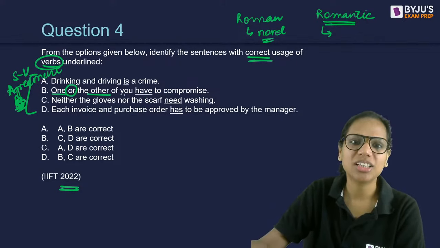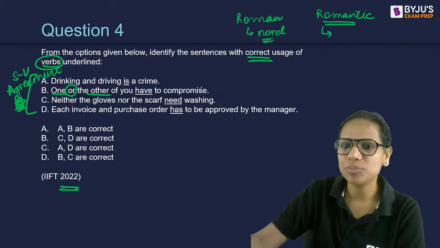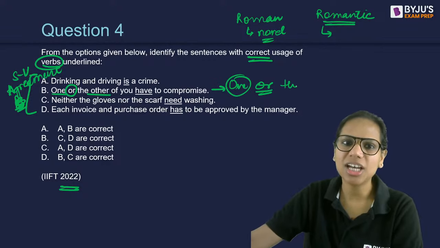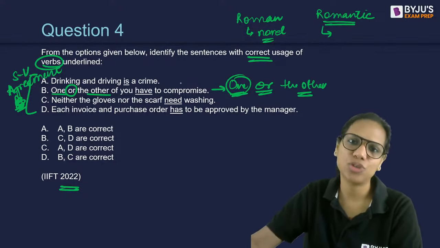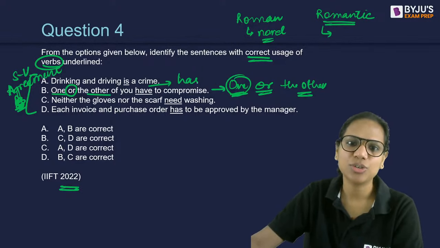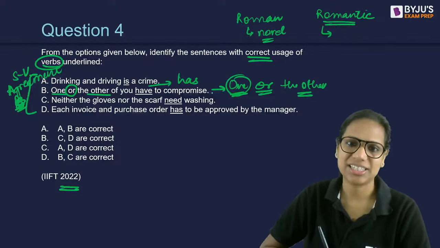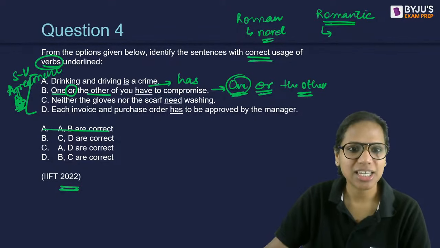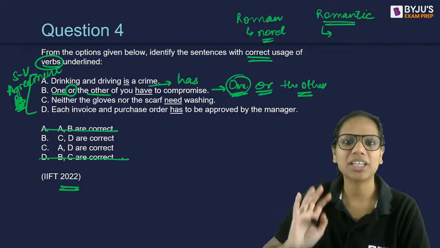one or the other of you have to compromise. Whenever I have this "or," first of all, one is singular, the other is also singular. So how come I am using "have" here? One or the other of you has to compromise. So we use the singular verb here. Once I realize this, A and B automatically go out of the picture.